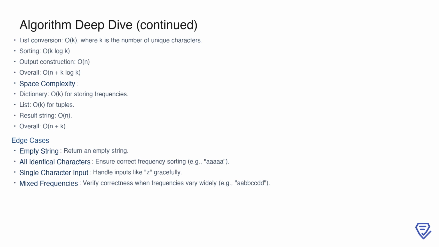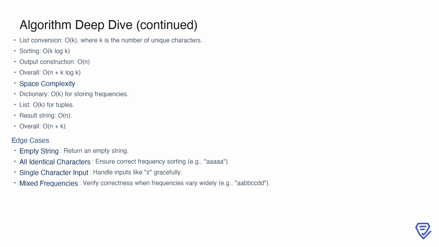The space complexity is also efficient, with the dictionary requiring O(k) space for storing frequencies, the list requiring O(k) space for tuples, and the result string requiring O(n) space. Thus, the total space complexity is O(n + k).